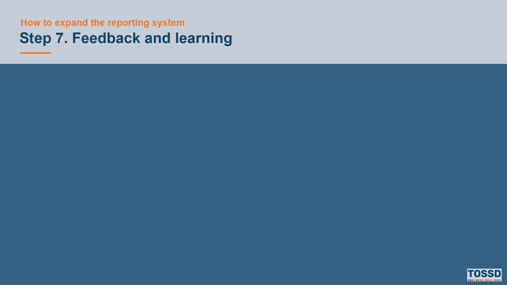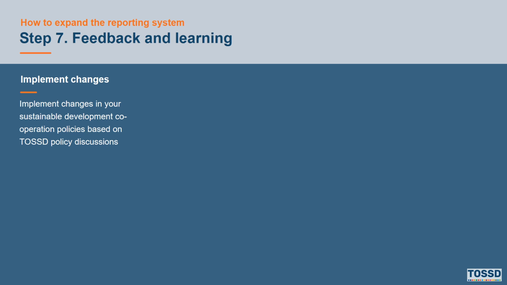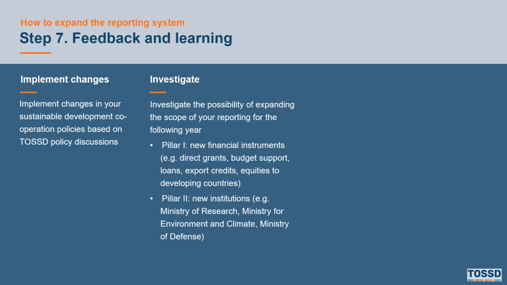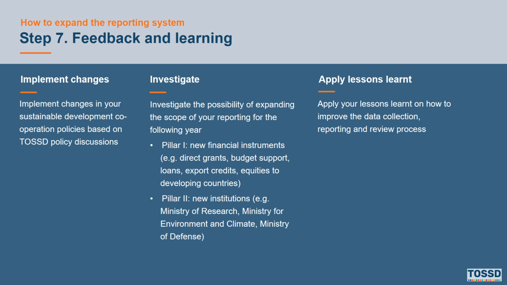Step 7 is about feedback and learning. You can implement changes in your Sustainable Development Cooperation policies based on TOSTI policy discussions. Moreover, you can investigate the possibility of expanding the scope of your reporting for the following year. In Pillar 1, you could report new financial instruments such as equities to developing countries or export credits. In Pillar 2, you could report data from new institutions such as the Ministry of Research or Ministry of Defense. In addition, you could apply your lessons learned on how to improve the data collection, reporting, and review process.